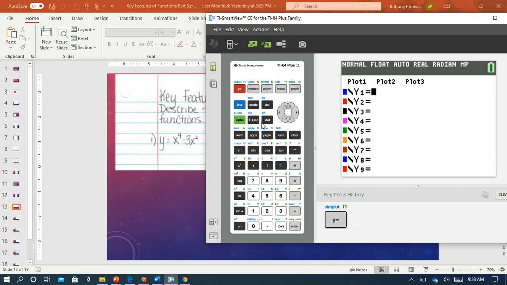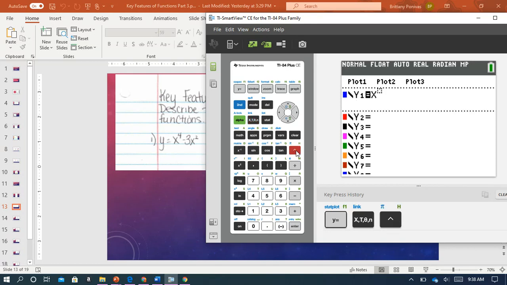x to the 4th power. The x key is to the right of alpha. We need to make that 4 an exponent, so I call it the to the button. It's above the division symbol. And then the 4th, so 4. And as you can see on the y equals screen, the 4 is an exponent. To get out of the exponent spot, you have to hit the right arrow.